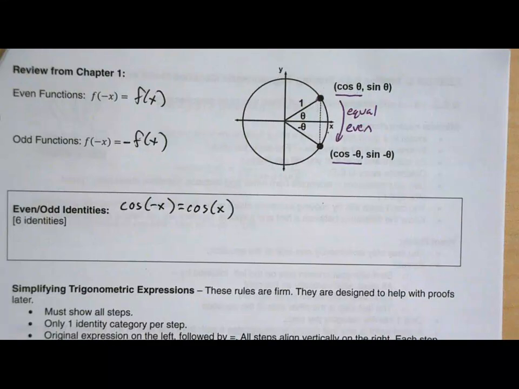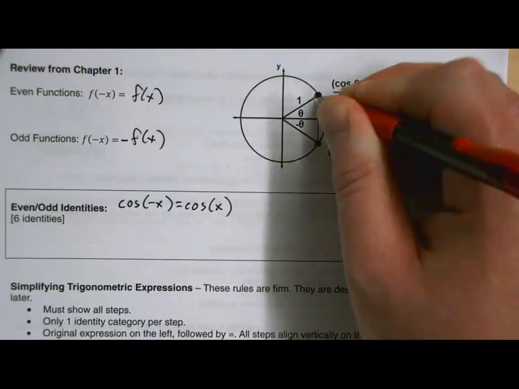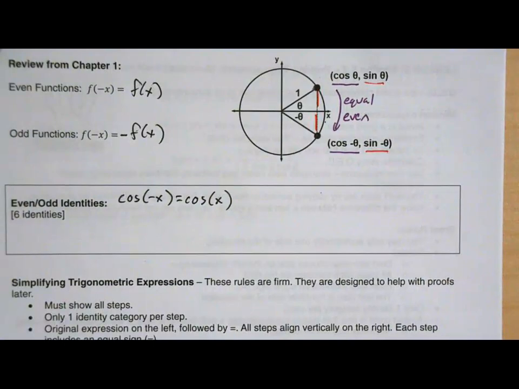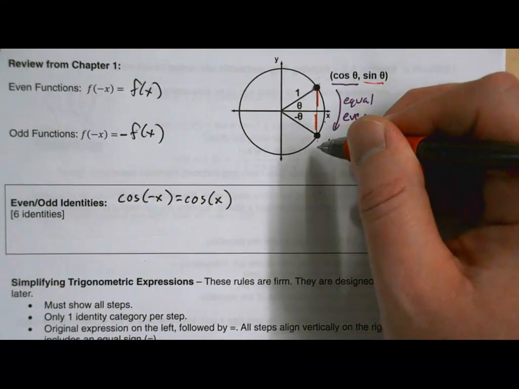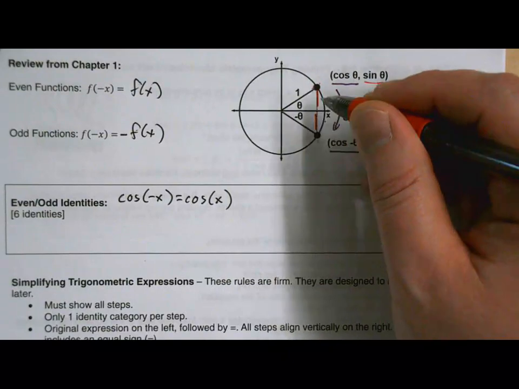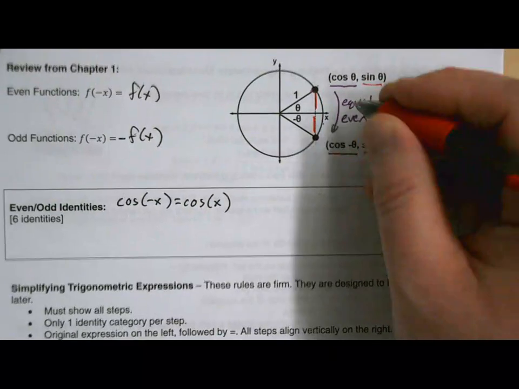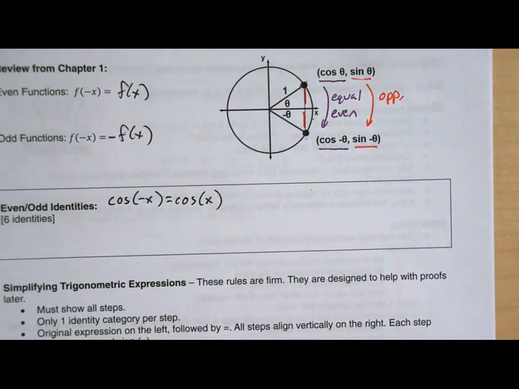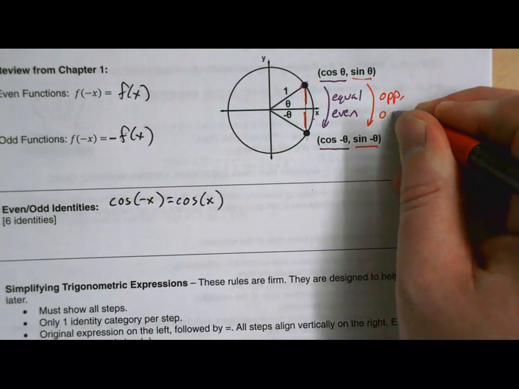Now focus with me on the sine theta and sine negative theta. That would be the y coordinates for these 2 points. Would the y coordinates be exactly the same for these 2 points? They would not. What would be the difference? One's positive and one's negative. Other than that, it should be the same, right? So these are not equal to each other. They are opposites, which means that sine is an odd function.